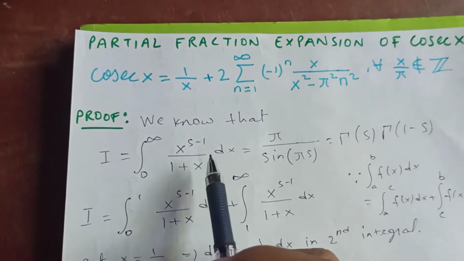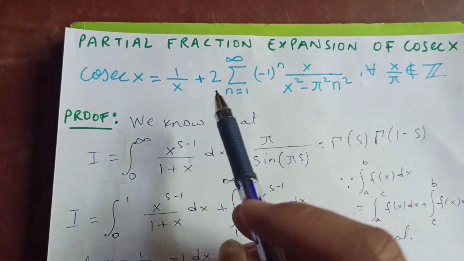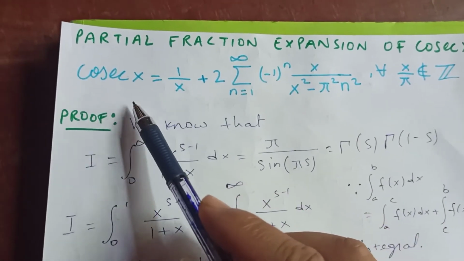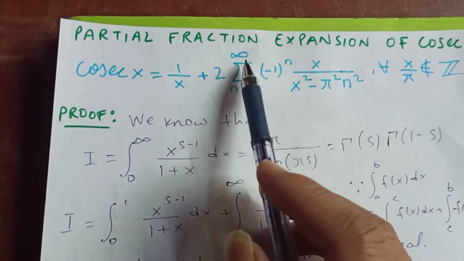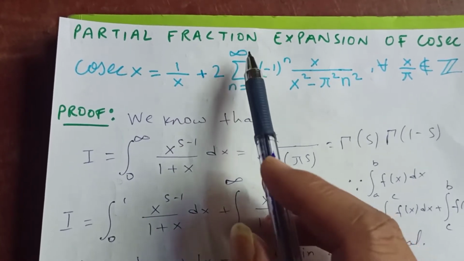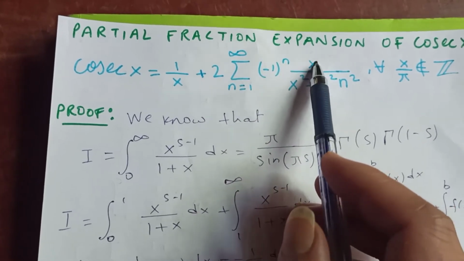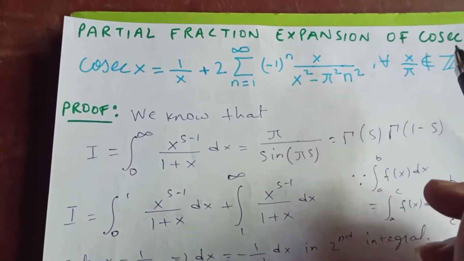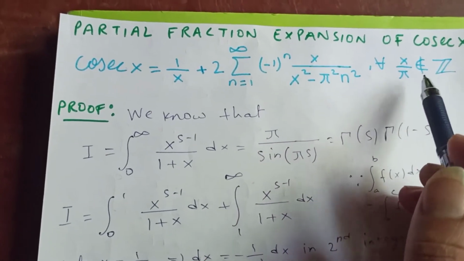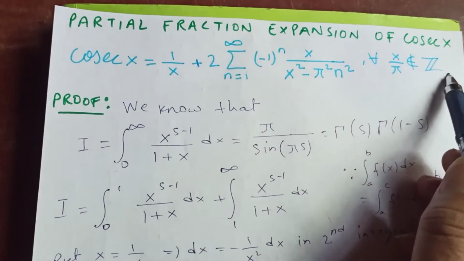Let's see again the partial fraction expansion of cosecant x. Cosec x is equal to 1 upon x plus 2x times the sum from n equals 1 to infinity of (-1)^n upon x squared minus n squared pi squared, for x upon pi not belonging to the integers.